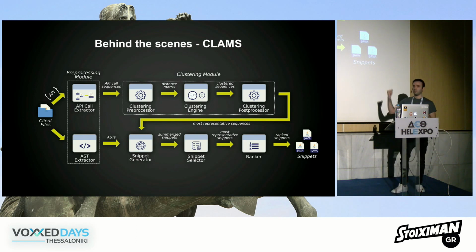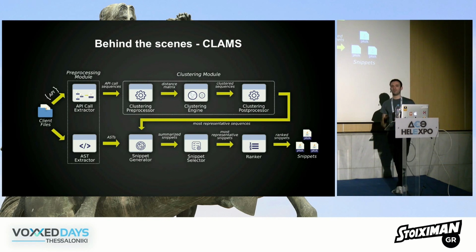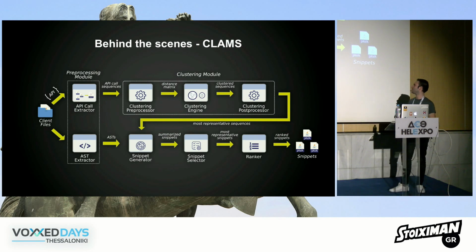Next component is the snippet selector, which is going to output only a single snippet from each cluster, because you already have sequences, the most representative sequences, but obviously you need the most representative snippets. And we used a triadic distance metric for that.